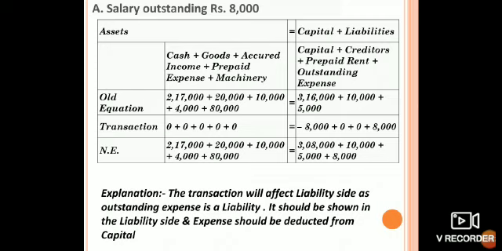Now the new equation is 2,17,000 plus 20,000 plus 10,000 plus 4,000 plus 80,000 under asset side, and 3,08,000 plus 10,000 plus 5,000 plus 8,000 under liability side. The transaction will affect liability side, as outstanding expense is a liability. It should be shown in the liability side and expense should be deducted from capital.